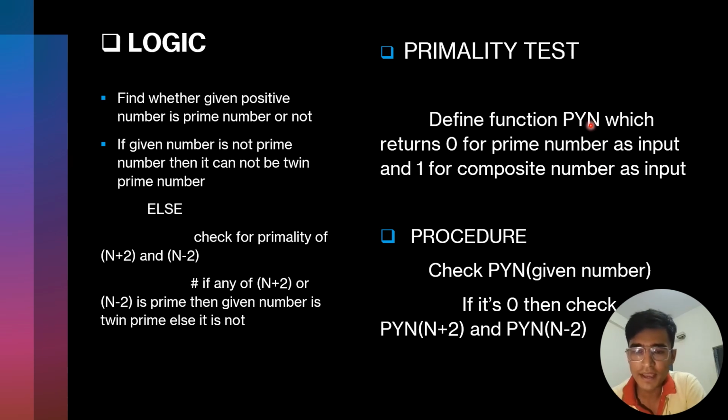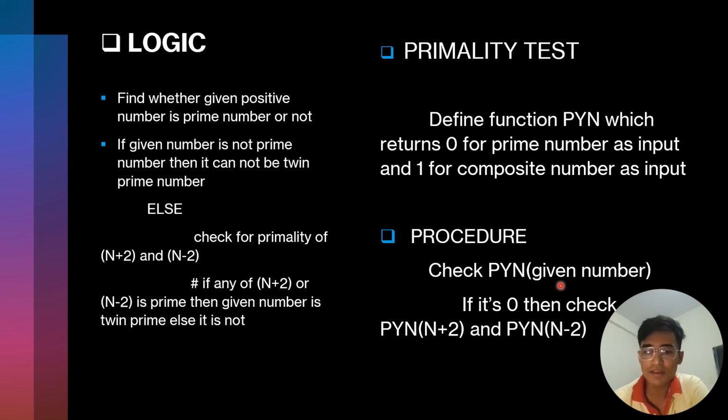So pyn of 7 will be 0 according to this definition of pyn, and pyn of 8 will be 1 because 8 is a composite number. 8 is divisible by 2, so hence it is a composite number. Okay, we have defined the function pyn. Now how will we proceed? We will first check pyn of the given number. If pyn of the given number is 0, then we will check pyn of n plus 2 and n minus 2.